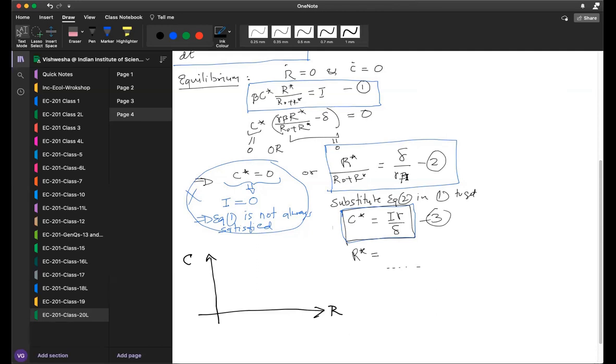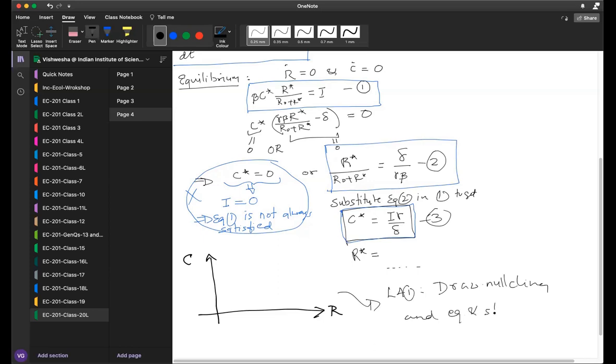Since I haven't done it, we need to have a lab assignment now. This is your first lab assignment today. Draw null lines and find equilibrium and stability. That's your first lab assignment today.